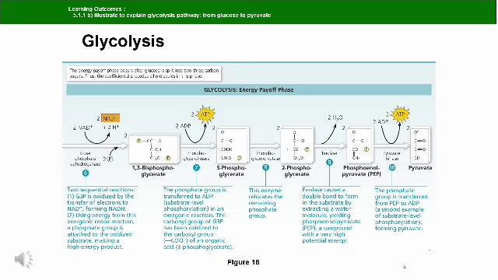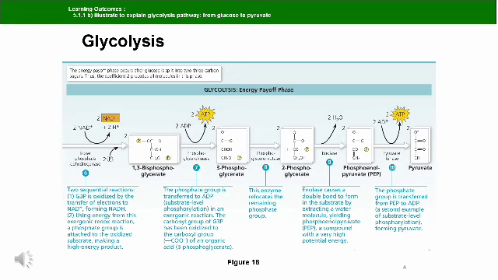Step 7. Substrate-level phosphorylation. A phosphate group is transferred from 1,3-bisphosphoglycerate to ADP, forming ATP via substrate-level phosphorylation, and forming 3-phosphoglycerate. For each glucose that began glycolysis, step 7 produces 2 ATP. Step 8. Isomerization.